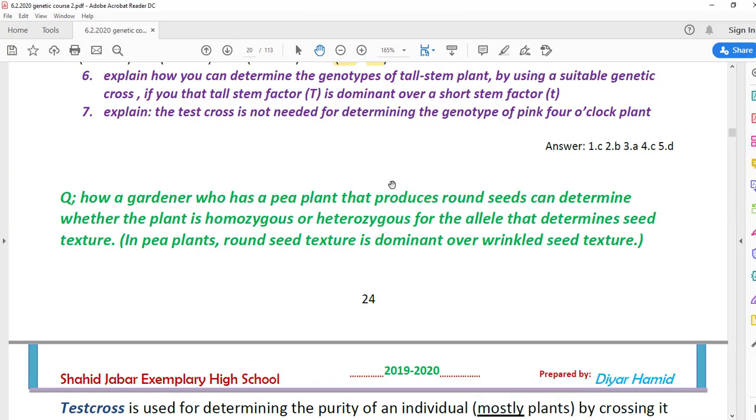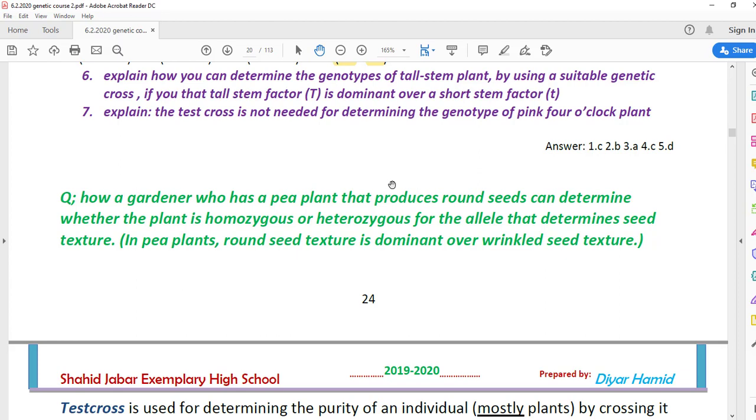Question number 6: explain how you can determine the genotype of a tall stemmed plant. We must cross with the recessive trait. If the resultant cross is equal to 100% tall, so the tall stemmed plant must be homozygous dominant, capital T capital T. But if the resultant cross is equal to capital T small t and small t small t, or contains short stemmed plant, so the tall stemmed plant is heterozygous. Explain the test cross.